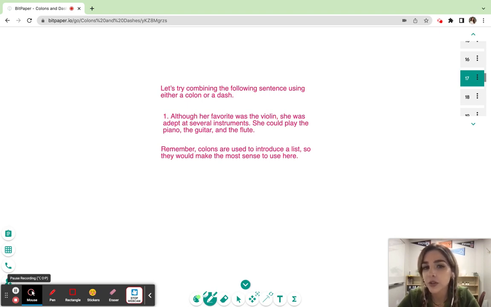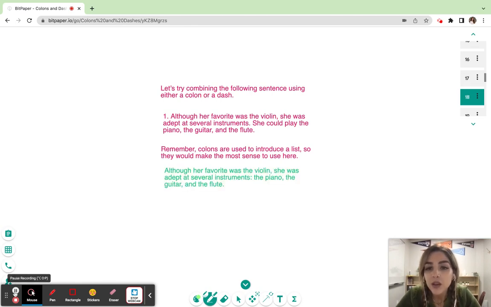And remember that colons are used to introduce a list, so they would make the most sense to use here. So the rewrite of your sentence might look something like this. Although her favorite was the violin, she was adept at several instruments: the piano, the guitar, and the flute.